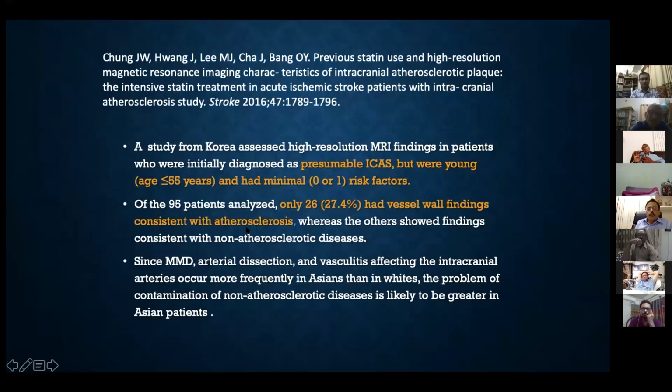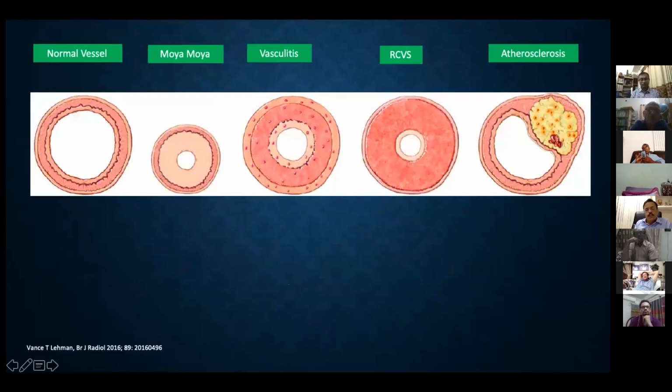Other diagnoses were different. So it can change the diagnosis of a lot of patients, and particularly more in the Asian population where other diseases are more common. So what are the findings? You have to realize it is mainly that you should distinguish between moyamoya, vasculitis, RCVS, and atherosclerosis.